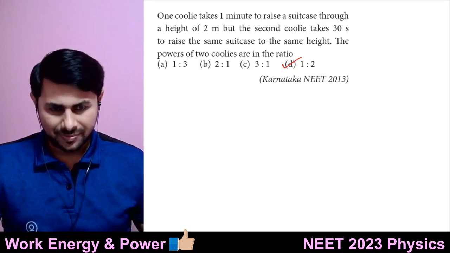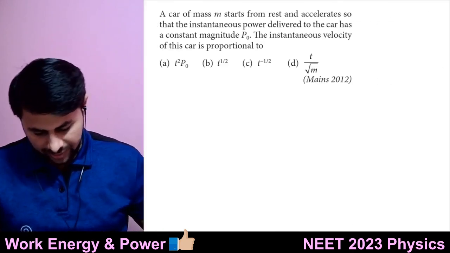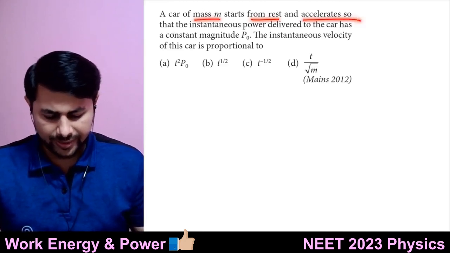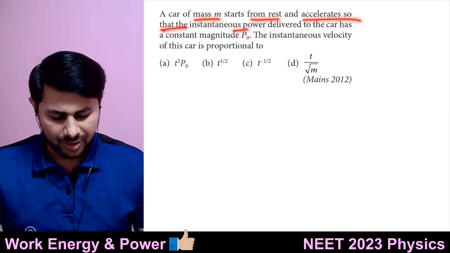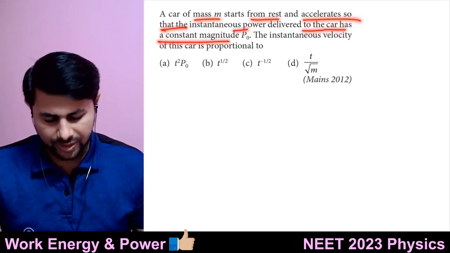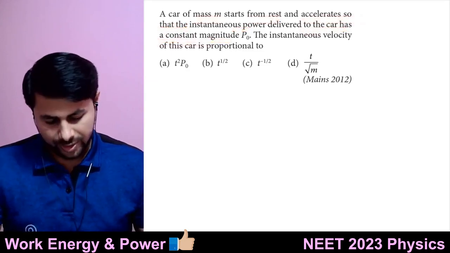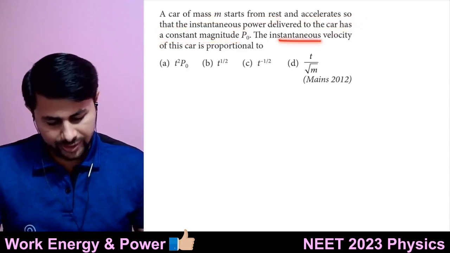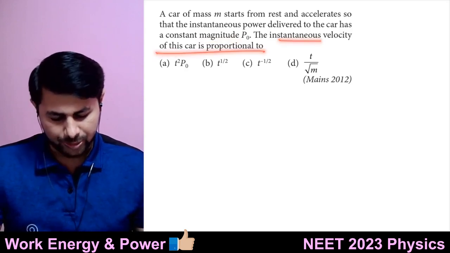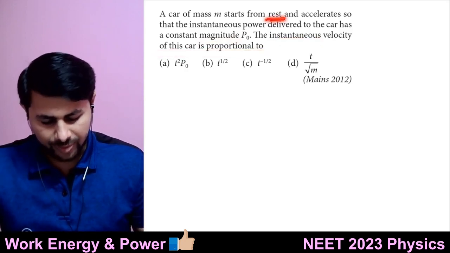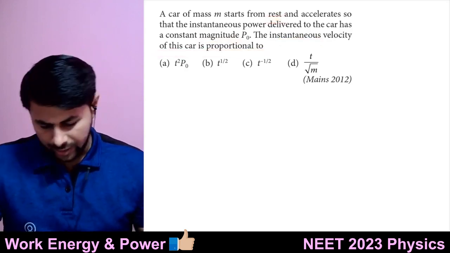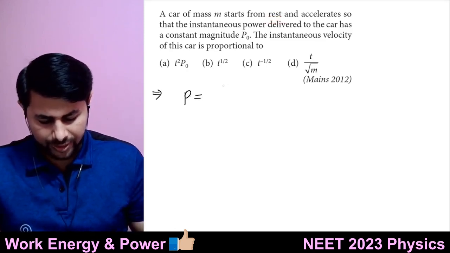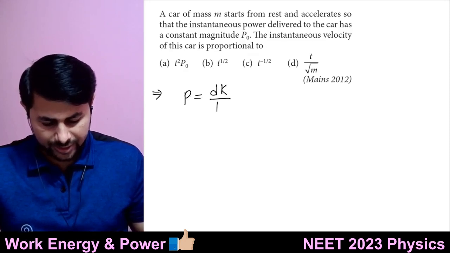Okay. Next question. A car of mass m starts from rest and accelerates so that the instantaneous power delivered to the car has a constant magnitude P naught. Okay. So again, it is a constant power question. The instantaneous velocity of the car is proportional to. So it starts from rest. Okay. And we have seen this formula for the power. So power is equal to what? Rate of change of kinetic energy with respect to time.